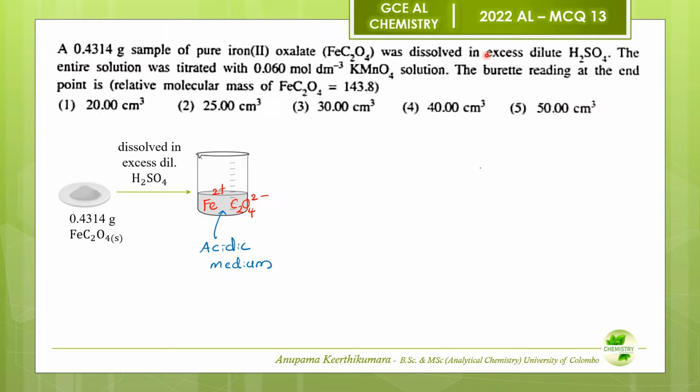We will read the question once again. The entire solution was titrated with 0.06 moles per cubic decimeter potassium permanganate solution. The burette reading at the end point is.